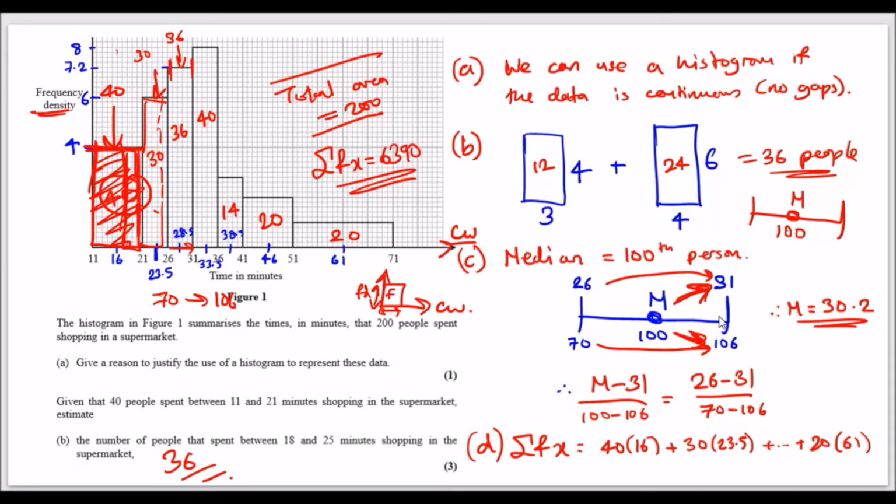So always line them up neatly. It's kind of like an art, and you get this part. And then you just pick another pair. So what I did, I said 26 take away 31 is proportional to 70 take away 106. And then there we go. Now we just solve this. So you equate this, and then you just solve for m, and eventually m becomes 30.2. Voila. Now, almost done, guys.